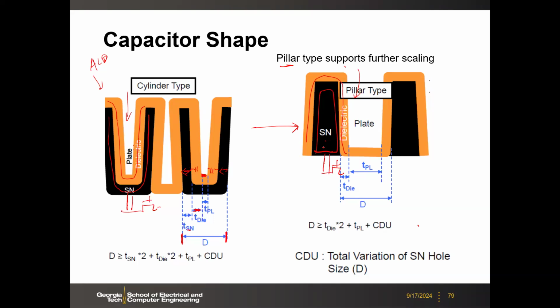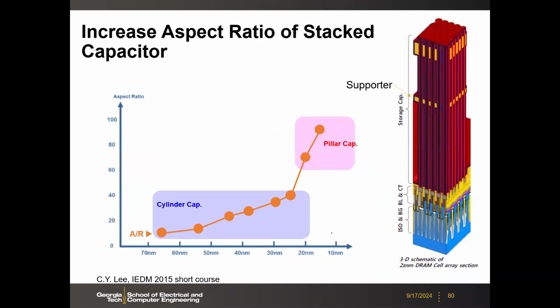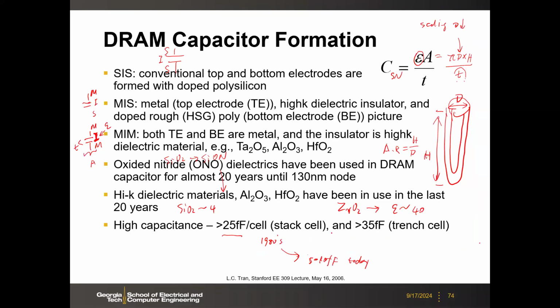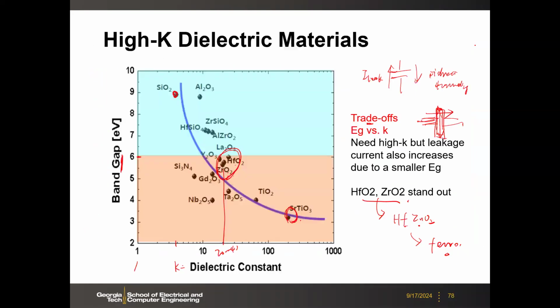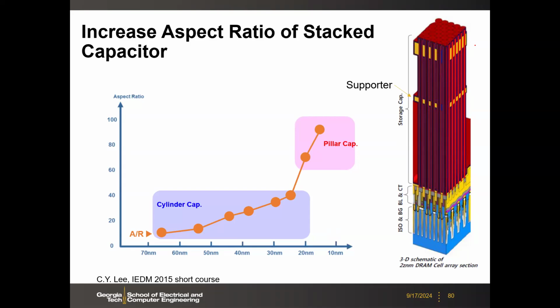How is it supporting scaling? Because you get rid of this thickness of the storage node. So here we mentioned that scaling really means stacking higher and higher capacitors, right? If you recall this equation, as you scale D, you are going to make H higher.